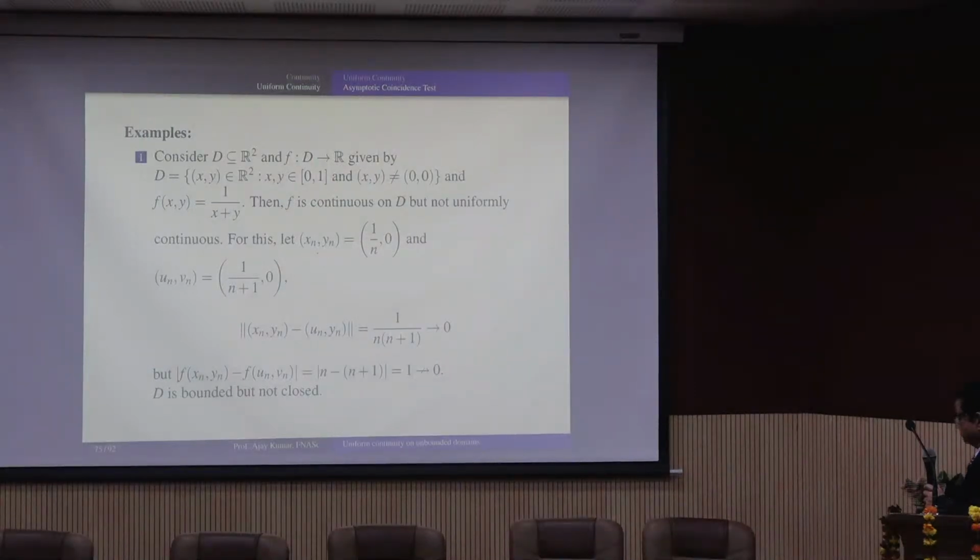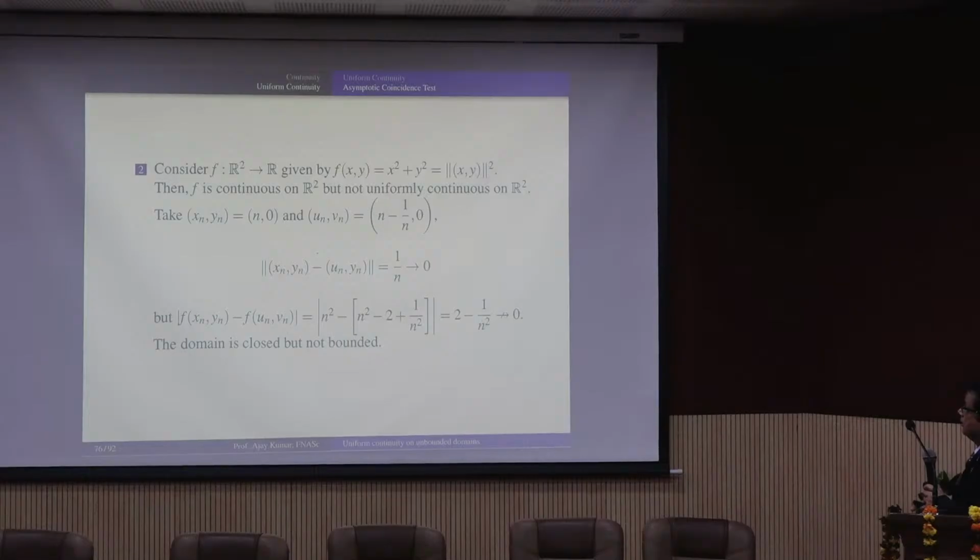Similarly, if you have f(x,y) = x square plus y square, f is continuous on R2 but not uniformly continuous on R2. Take the sequence (n, 0) and (n - 1/n, 0), and the difference of the images is not going to 0. Here the domain is closed but not bounded.